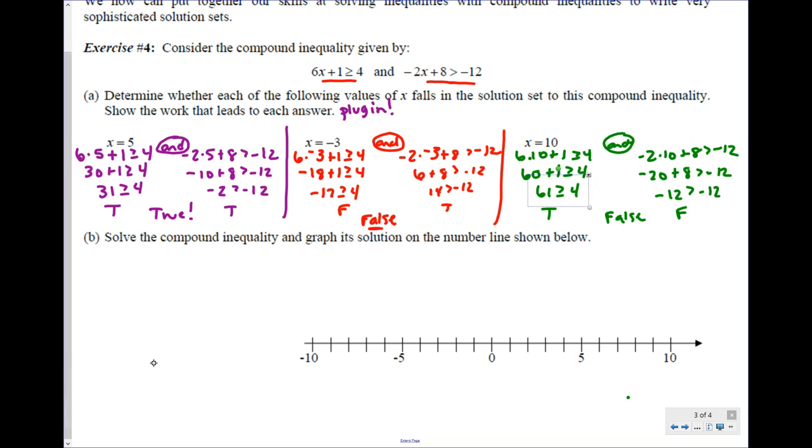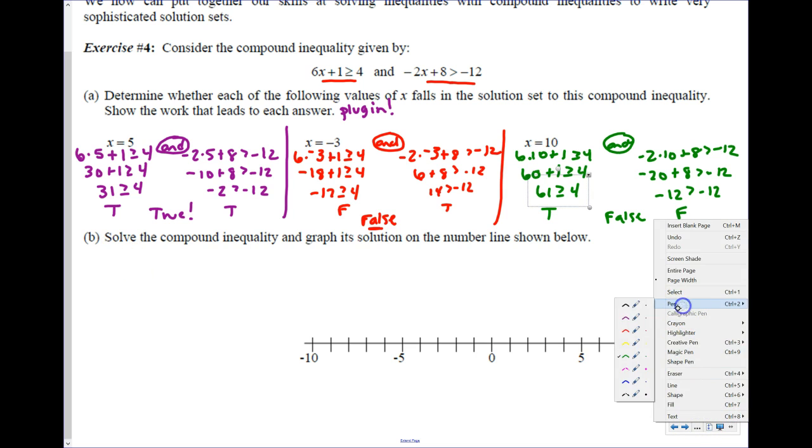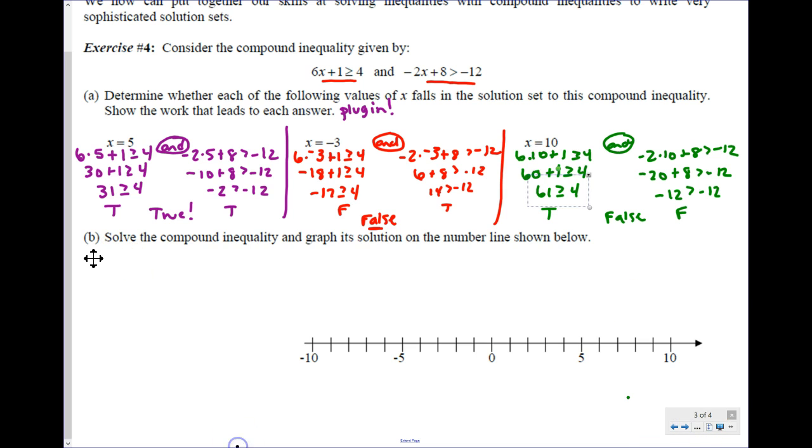Letter B says solve the compound inequality and graph its solution. To solve a compound inequality, you have to solve each one separately and then bring them together. So I'm going to start with the first one, 6x plus 1 is greater than or equal to 4, and negative 2x plus 8 is greater than negative 12. So I'm just rewriting the problem.